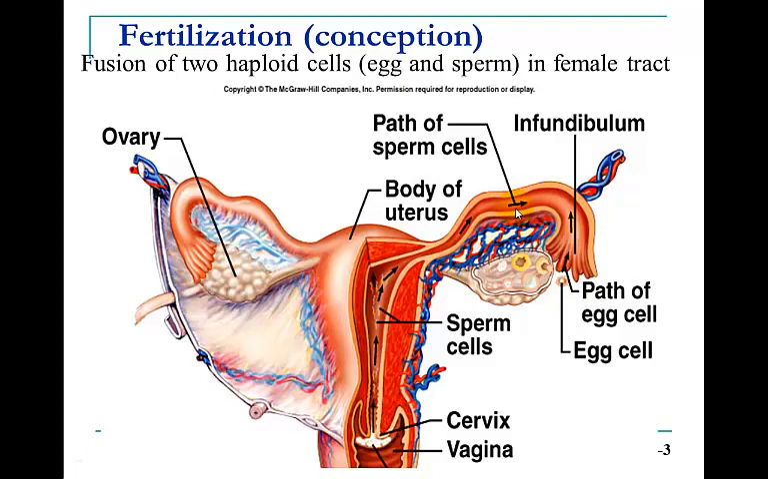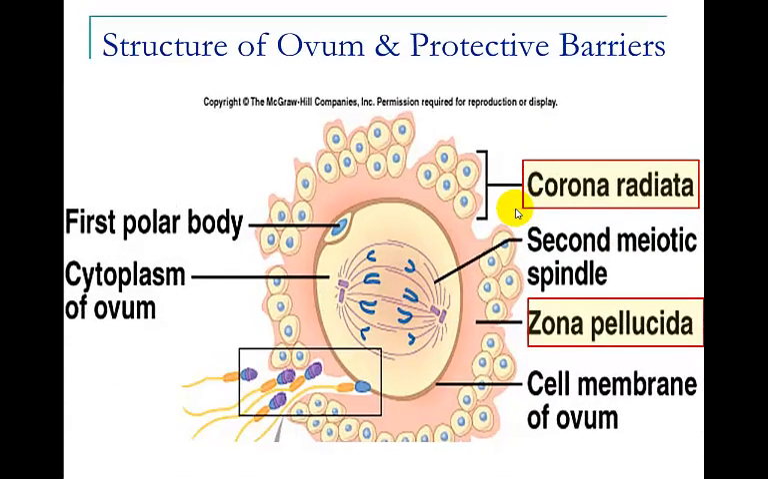The egg and the sperm unite. Two haploid cells, two 23 chromosome cells unite to form a single 46 chromosome zygote. That fertilization occurs after the work of the sperm.